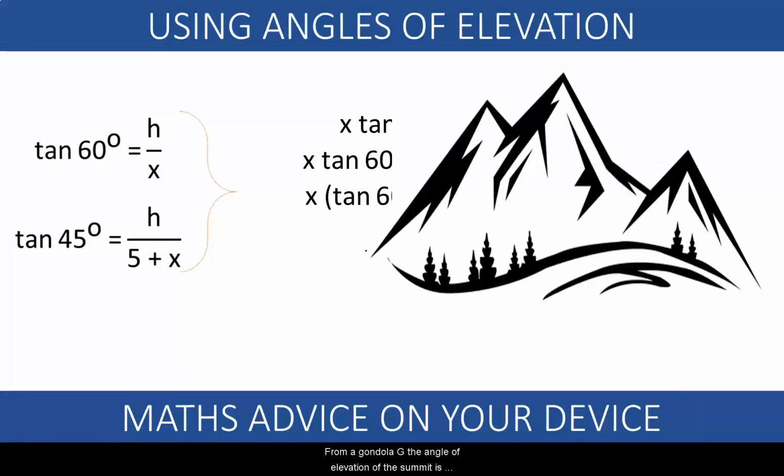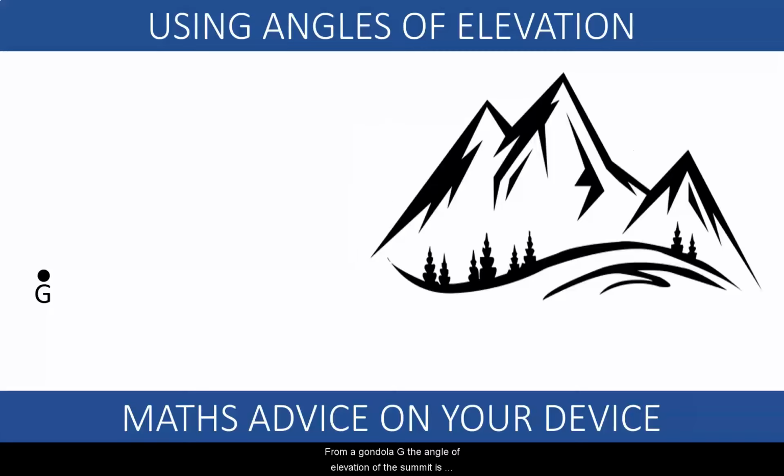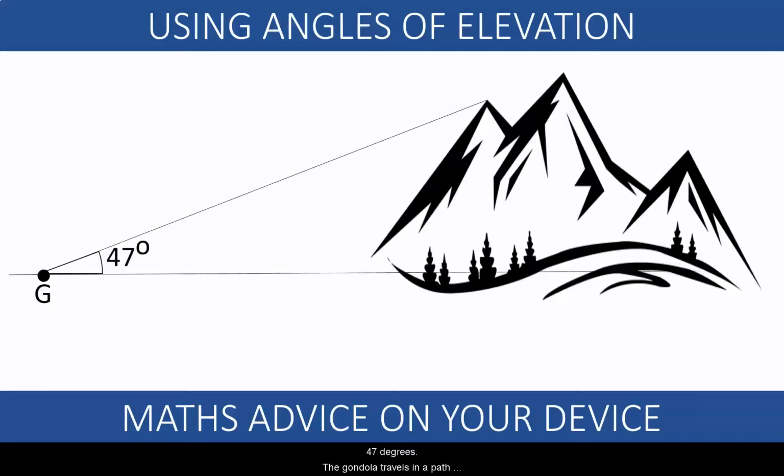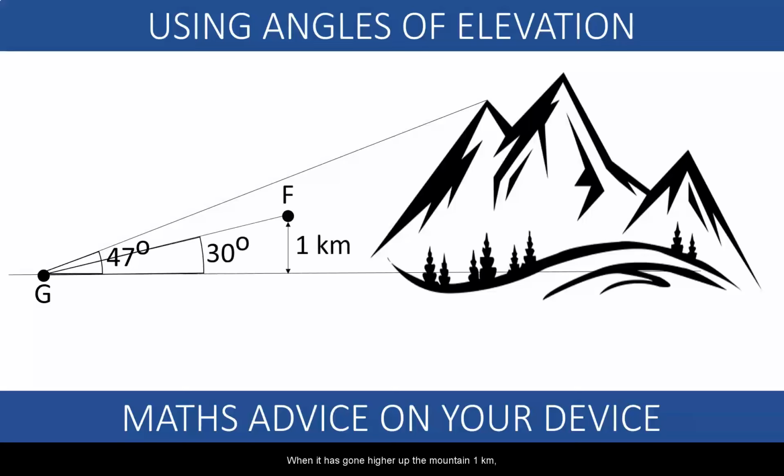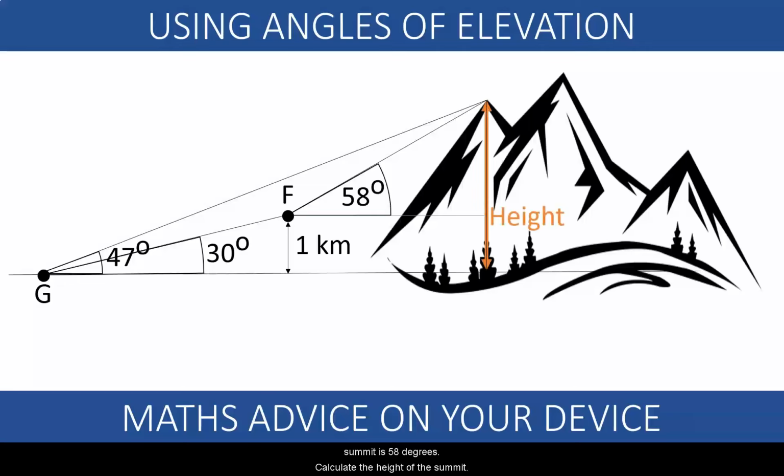From a gondola G, the angle of elevation of the summit is 47 degrees. The gondola travels in a path inclined at 30 degrees to the horizontal. When it has gone higher up the mountain 1 kilometer from F, the angle of elevation of the summit is now 58 degrees. Calculate the height of the summit.